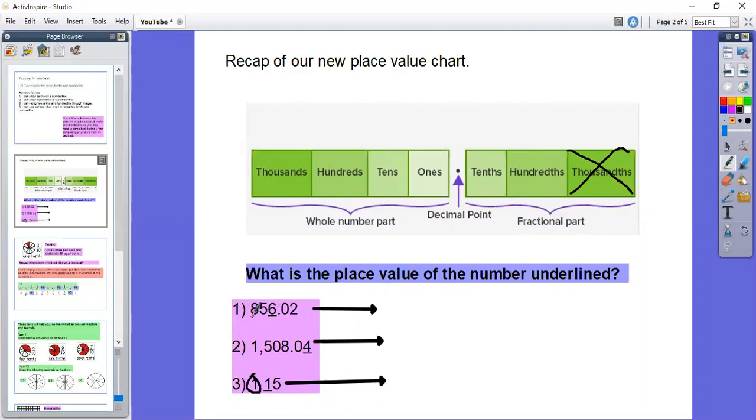Okay, so number one, 856.02. So I can see my decimal point is here and the 6 is just before the decimal point, so it means it's a ones. I'm just going to put a 0 for ones.